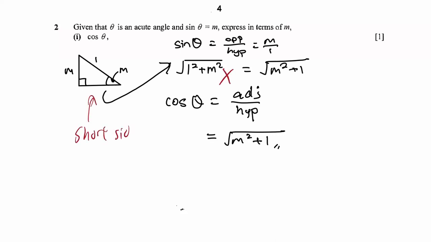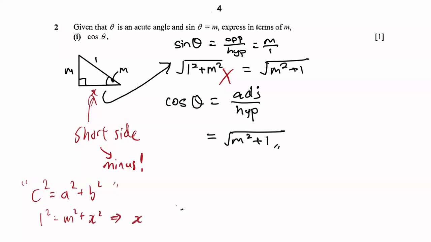Short side minus... Remember, 1 square minus m square. Yes, 1 square equals m square plus, let's just call this x, m square plus x square. Solve for x square, you get 1 square minus m square. Solve for x, you get square root.